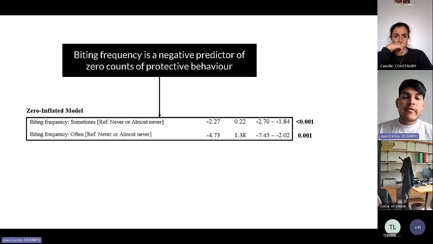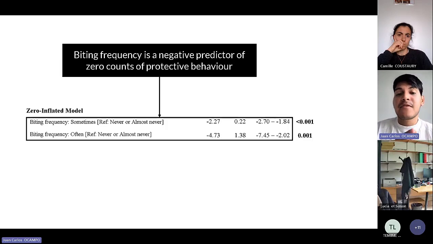Here, let's talk about the zero inflated model, our negative binomial zero inflated model. The idea is that it's a two-part model. We model counts on one side, including the zeros, but we model our structural or excess zeros on a zero inflated model over here. Biting frequency was a negative predictor of zero counts of protective behavior. That is to say that if you get bitten by mosquitoes often or sometimes, as compared to our reference category, which is never or almost never, you are much less likely to have a zero count.